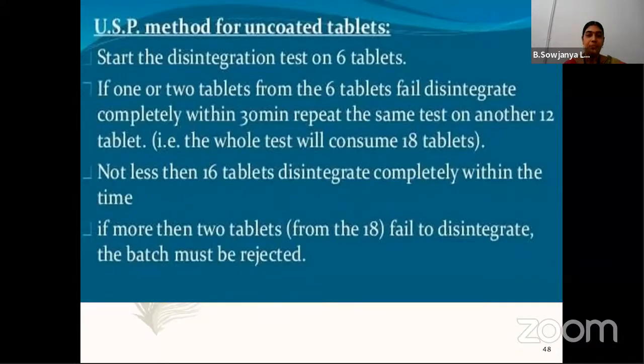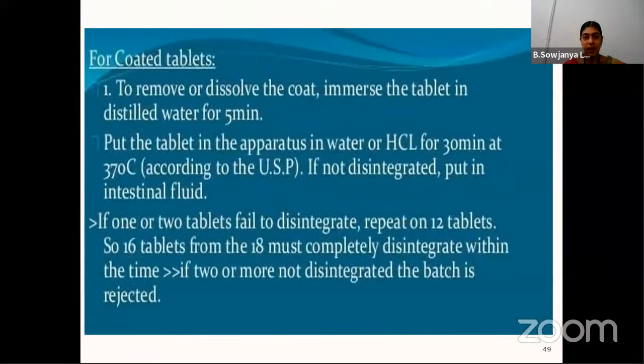Similarly for coated tablets, to remove or dissolve the coat, the tablets are placed in the disintegration apparatus with distilled water, done completely within 5 minutes. Next we change the distilled water to hydrochloric acid for 30 minutes at 37 degrees centigrade, according to the United States Pharmacopeia.